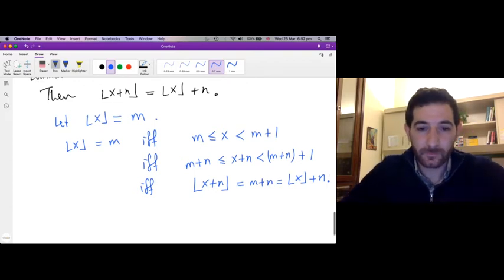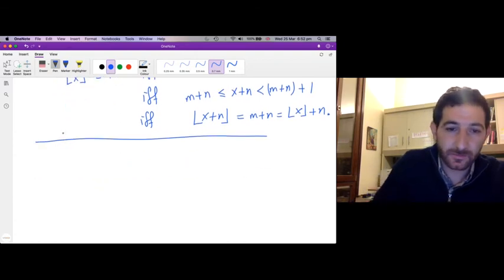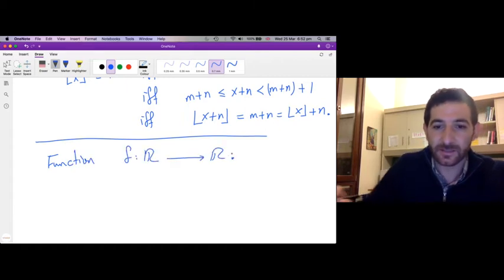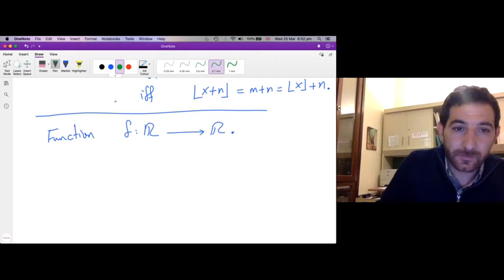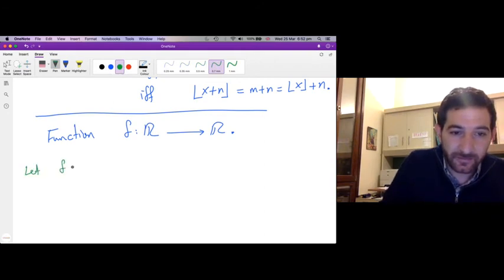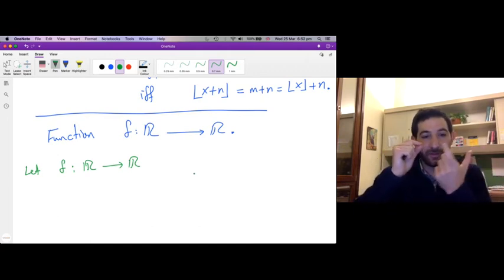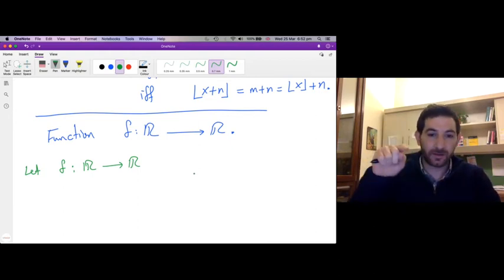Okay. Now, before I finish this section, I want to say a few comments about functions f, whose domain is the set of real numbers and codomain is the set of real numbers. So let f be a function from R to R. Then you can imagine that we can now sketch the graph of this function, because the graph will be a set of points of real numbers, and every pair of real numbers can be imagined as a point in the Cartesian plane.